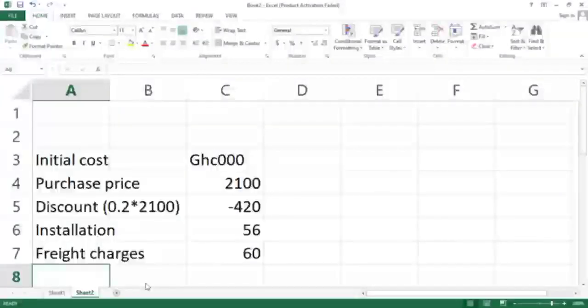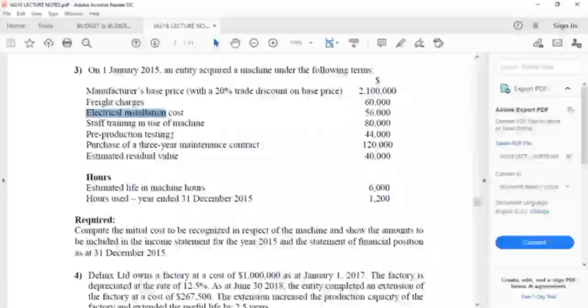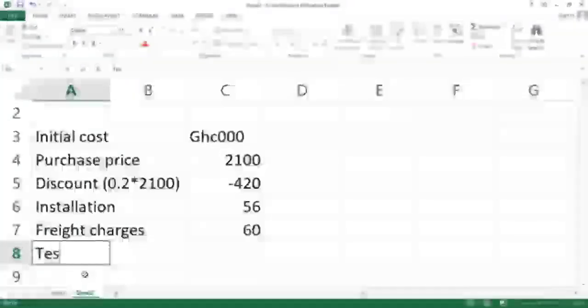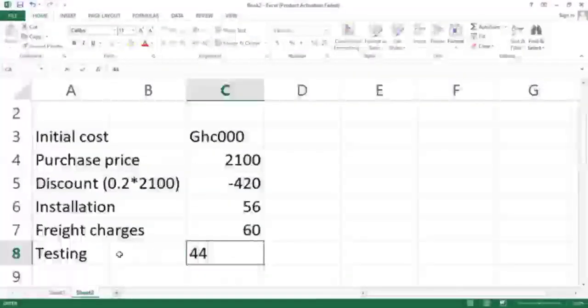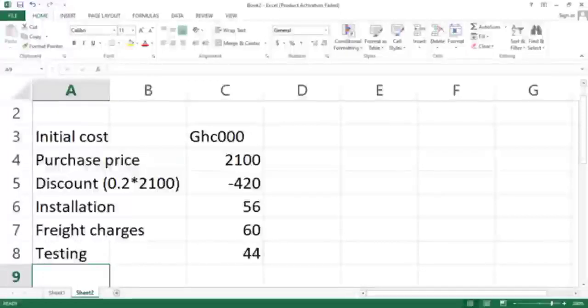Pre-production. Because they added testing, it means that testing. If they just say pre-production cost, it will not be part, but since it's testing, that is why. That will give us 44. Pre-production is 44. Testing, let's just make it testing. It's 44, isn't it? Yes. What's next?